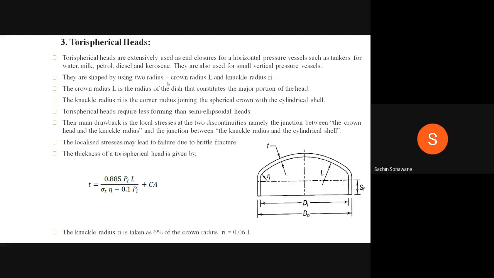The thickness of a torus spherical head is given by T is equal to 0.885 Pi L divided by sigma T neta minus 0.1 Pi plus Ca, where T is thickness. The knuckle radius Ri is taken as 6% of the crown radius. Therefore, Ri is equal to 0.06 L. L is crown radius. SF is straight portion. Di inside diameter. Do outside diameter. Therefore, draw this figure and write down the formula for torus spherical heads.